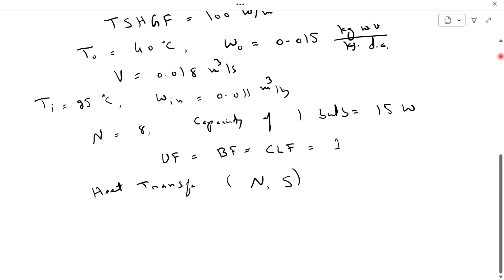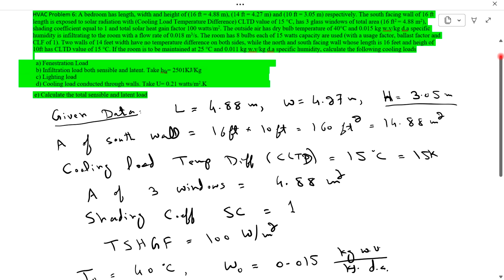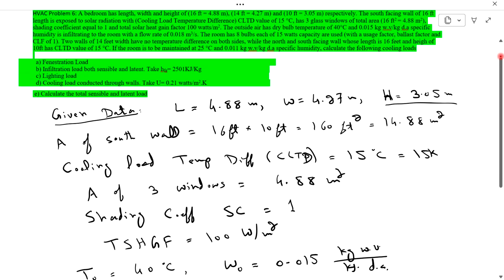Area of north wall is 14.88 square meter. It is given in the start, and area of south wall is equal to 14.88 square meter. So this is A1, this is A2. Total area will be 2 multiplied by A, or A1 plus A2. CLTD of 15 is already given.